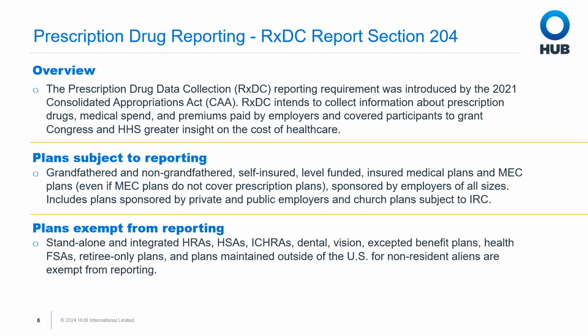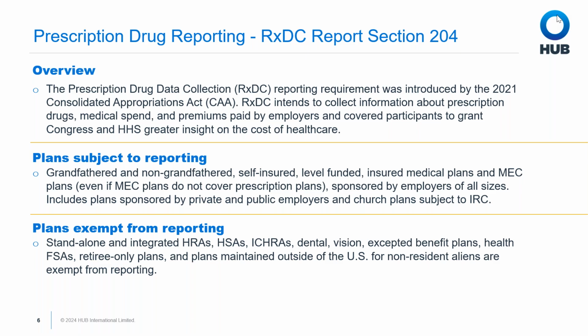Which plans are subject to RxDC reporting? Any employer plan, be it grandfathered or non-grandfathered, insured, self-insured, level funded, of any type, meaning large group or small group, including those plans that do not cover prescription drug benefits, known as minimum essential coverage plans that only cover preventive care. These plans would be sponsored by either private or public, profit or nonprofit employers, including church plans subject to the Internal Revenue Code. This provision also extends to tribal plans, either their governmental plans or their commercial enterprises.